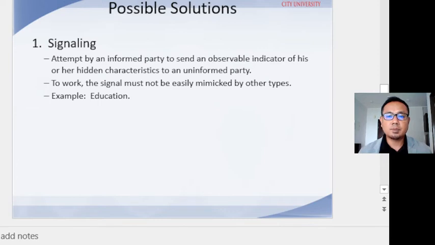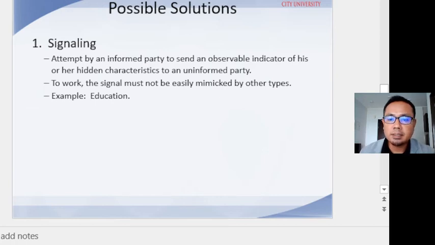So there are some possible solutions for what we discussed about moral hazard. The first one you can see is signaling. Signaling occurs when an informed party sends a signal or indicator of his or her hidden characteristic to an uninformed party in an attempt to provide information about this hidden characteristic.